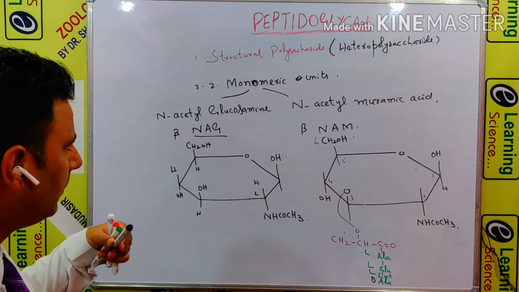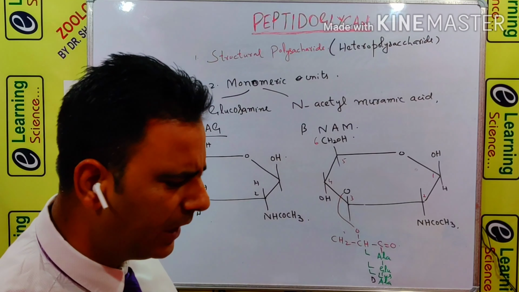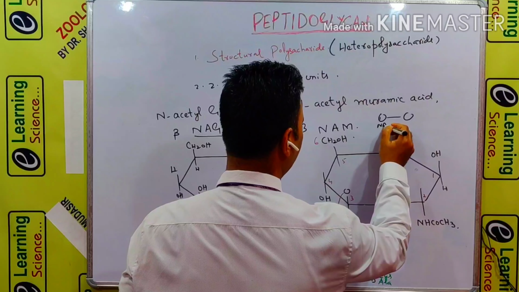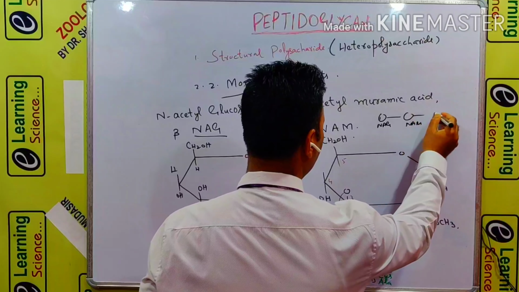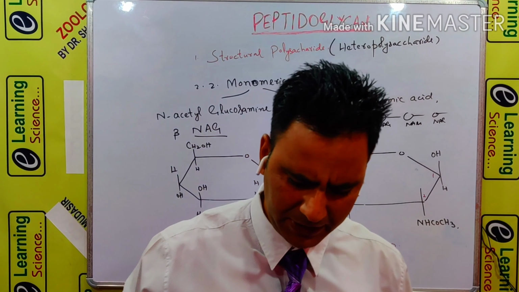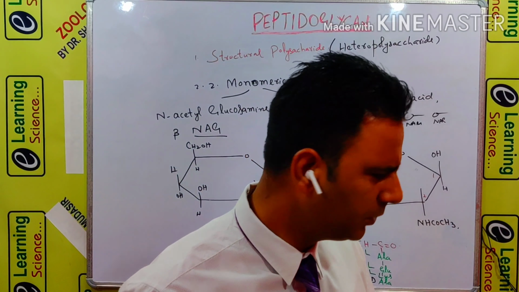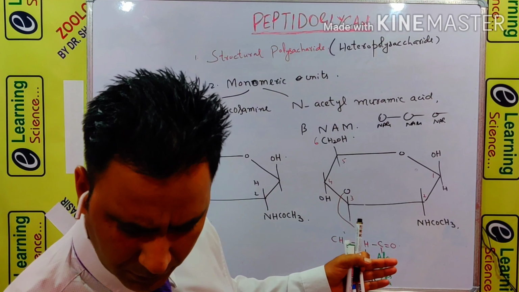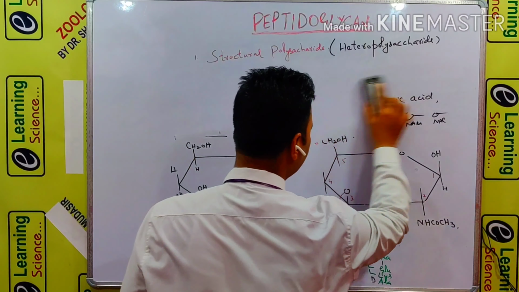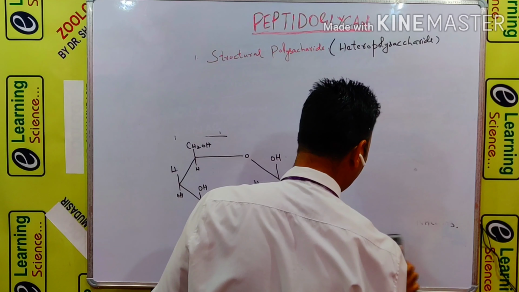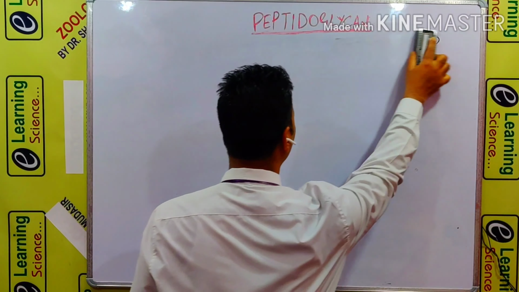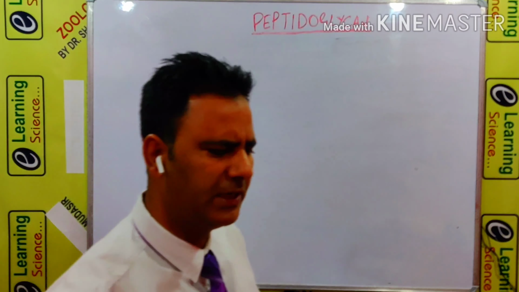Now, what then is peptidoglycan? Peptidoglycan is made up of these two things: N-acetylglucosamine, N-acetylmuramic acid, N-acetylglucosamine, N-acetylmuramic acid, and so on. It is simply the combination of those monosaccharide units which we have discussed, N-acetylglucosamine and N-acetylmuramic acid. In this structure, we have some peculiar things which we need to understand. I will show you the structure. It is a 3D mesh-like structure.